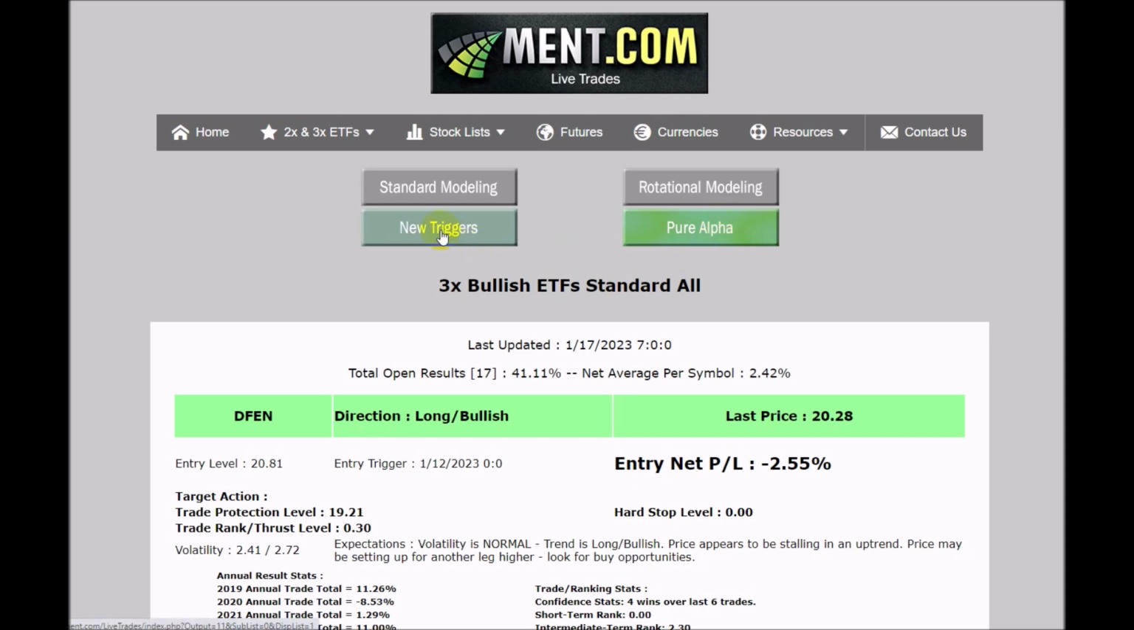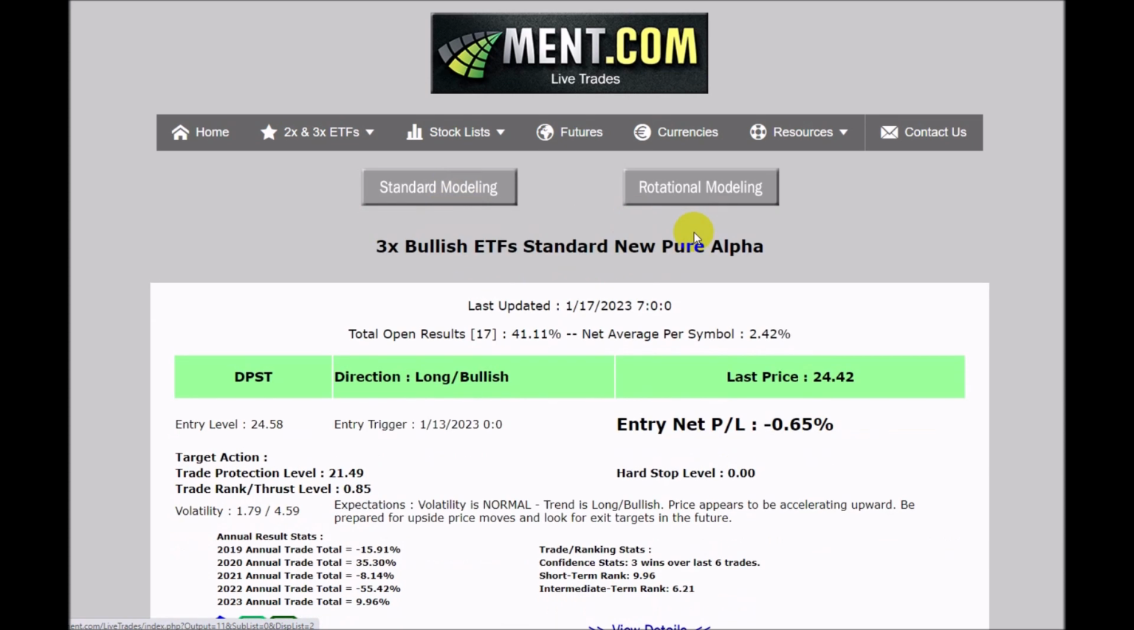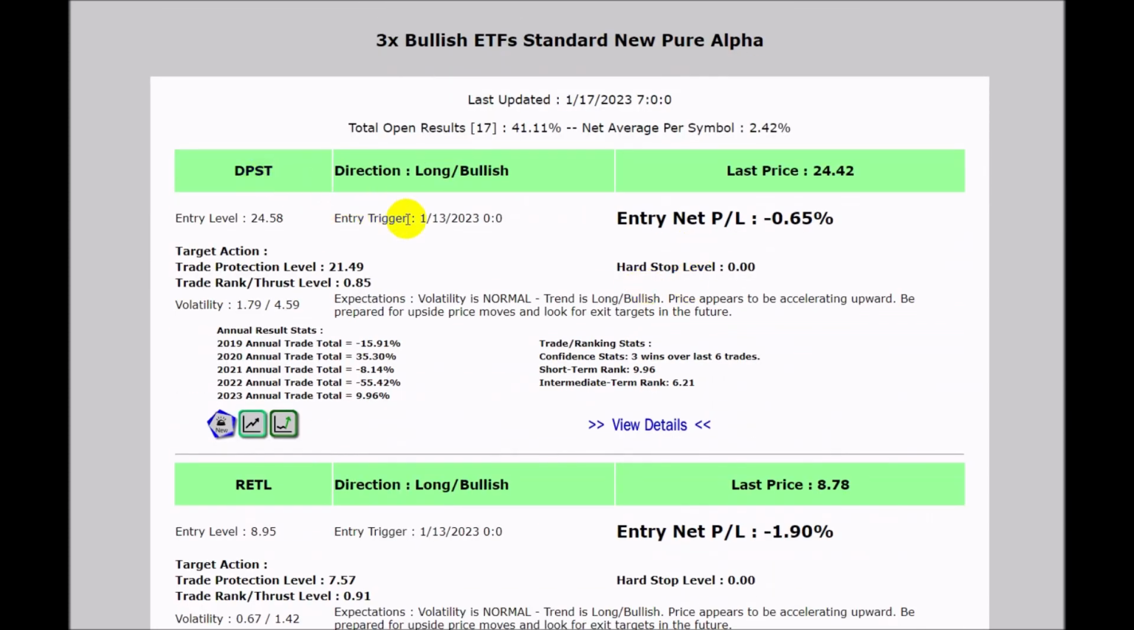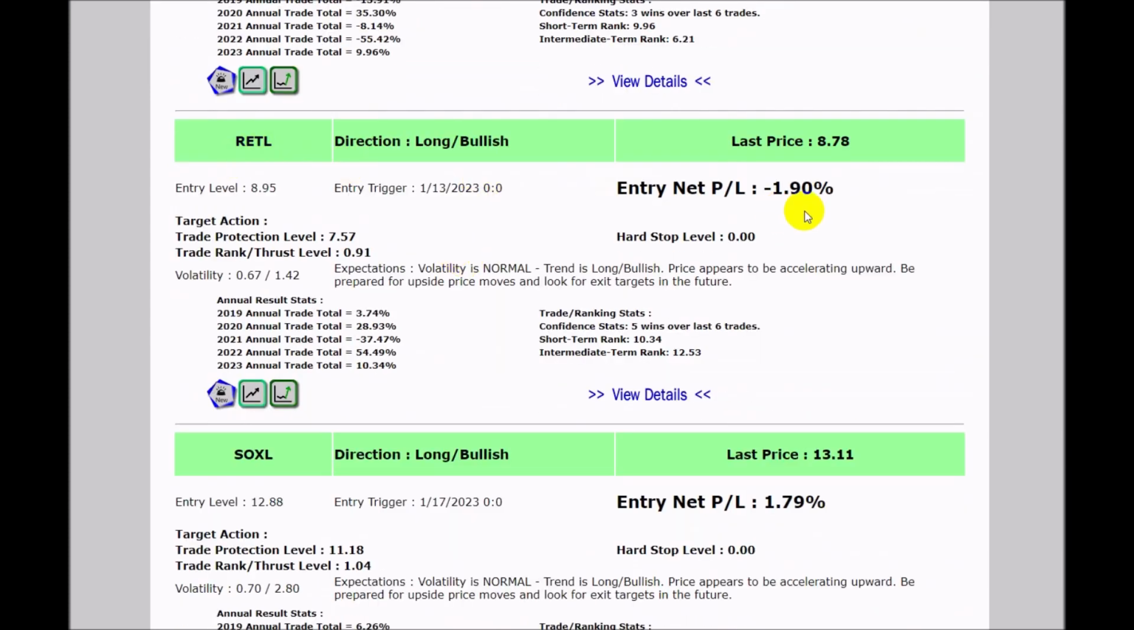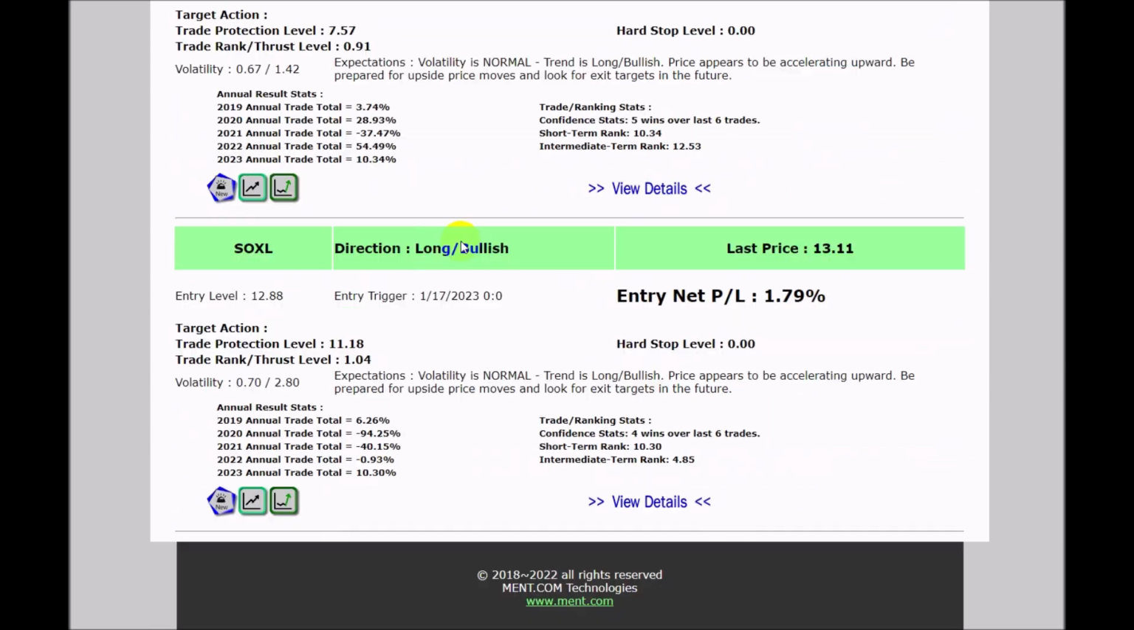And go back and look at the all or new triggers to play around and see if you can find new trade setups. So here we have pure alpha, DPST from 1013. It's off 0.65% right now, has had no action. RETL is long from January 13th. It's off minus 1.9%. We're fairly early in this trade. We have no trade action yet. SOXL is up 1.79%. We've got a long trigger from today, 1017 or 117, and we have no trade action.